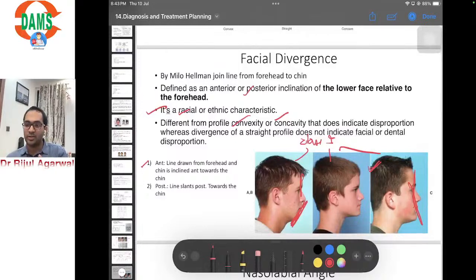It's not necessary that if there is anterior divergence, it's class 3. If it's posterior, it's class 2. So a similar class 1 skeletal base patient can have any kind of facial divergence, because it's a racial or ethnic characteristic.